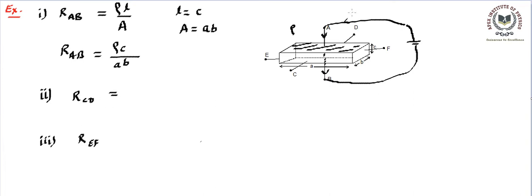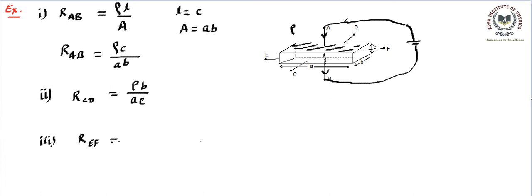Okay, so let us write RCD. That means you need to now apply the battery across C and D. The length will correspond to the direction of current. The direction of current will be along B. So it will become rho into L, which is B, divided by the cross-sectional area. You'll find this front surface is going to be the cross-sectional area, which will be equal to A into C. I hope you have got this, or when you solved, you found this. If you found this, it's correct.